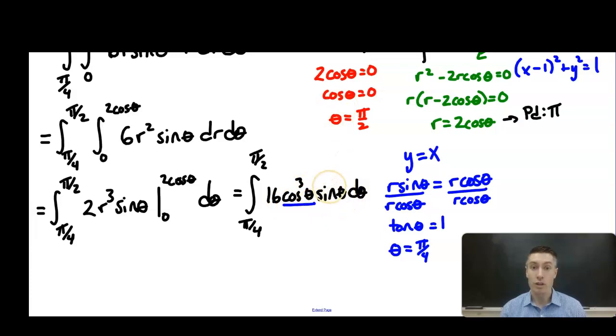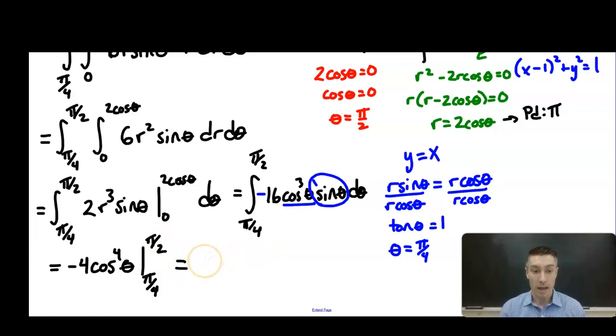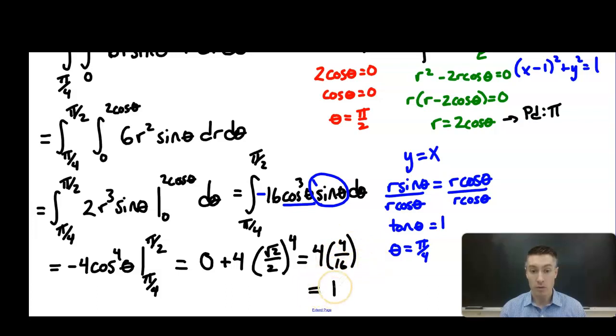Cosine theta would be our u in a traditional u sub. Negative sine theta would be the du, but then I need to put a negative in front of the 16 to make that adjustment. So integrating u to the third would be u to the fourth over 4. So we can take that from the negative 16. So negative 4 cosine to the 4th theta. Evaluate that from pi over 4 to pi over 2. So we have cosine pi over 2 is 0, minus, so plus 4, times cosine pi over 4, square root of 2 over 2, to the 4th. So that's 4 times 4 over 16, which is equal to 1. So the value of this double integral is 1.